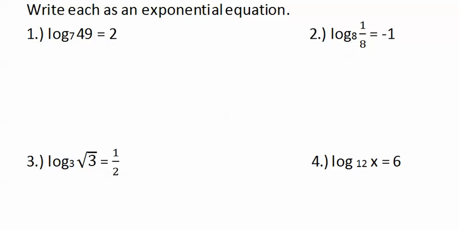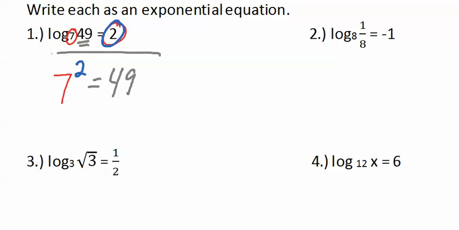What we're going to do for the rest of this lesson is change exponential equations to logarithmic and vice versa. So here, we're going to write these as exponential equations. This 7 right here becomes the base of the exponent. The 2 becomes the exponent. And the 49 is what it will equal. Now, if you take a look at that, that should make sense. 7 squared does equal 49.